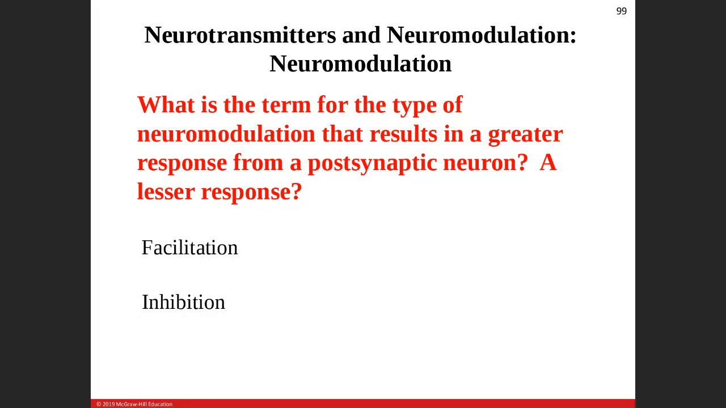So the term of neuromodulation that results in a greater response in the postsynaptic neuron is facilitation. The lesser response is inhibition. When you're inhibited, you're less likely to do something. That's how I remember that. Although alcohol does take away your inhibitions, so there's that. So you might be more prone to do something involving alcohol.